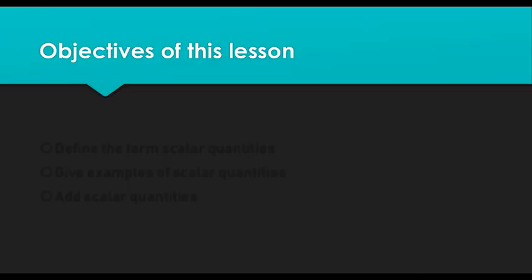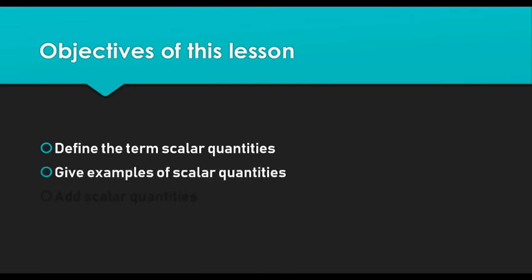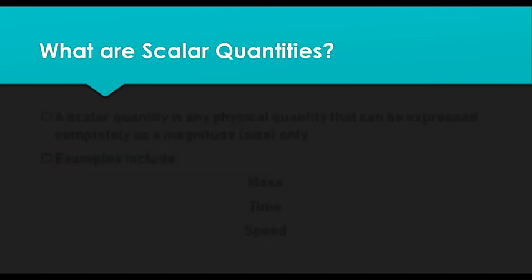Okay, so the first thing that we'll look at is the objectives of this lesson. Our first objective is to define the term scalar quantities. Also, we'll be looking at giving some examples of scalar quantities, and also how to add scalar quantities. So first thing we'll actually ask ourselves is, what are scalar quantities?